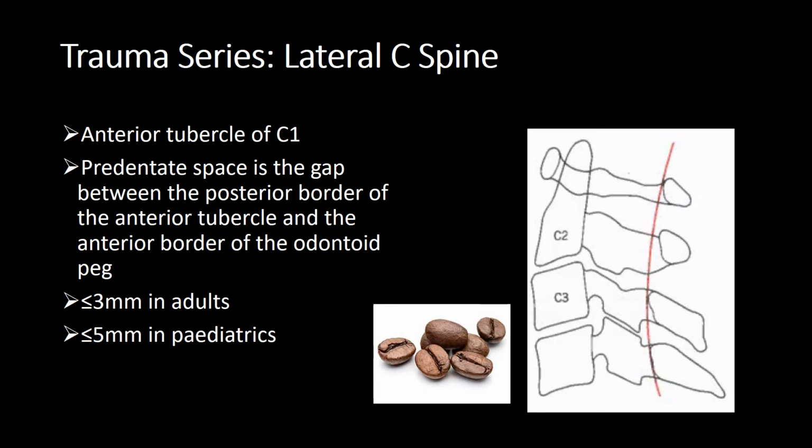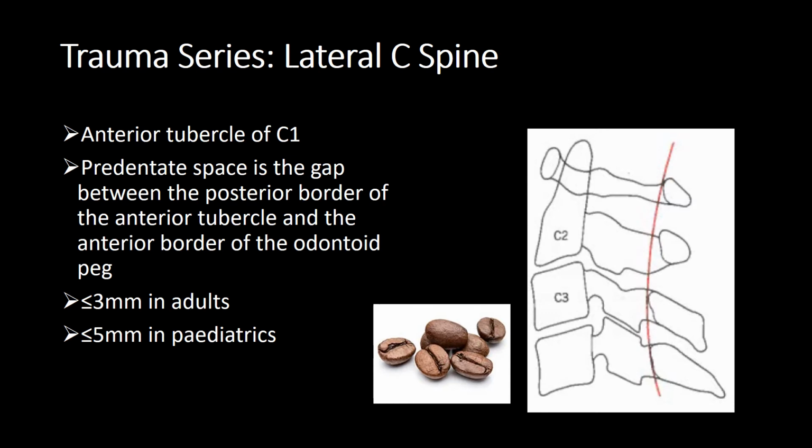Make the anterior tubercle of C1 your friend. It will be really helpful in aiding you with a diagnosis of any abnormalities, because sometimes it can be very difficult to see the odontoid peg due to overlapping structures. So if you know where your anterior tubercle of C1 is, you know that your peg must lie posterior to the anterior tubercle of C1.